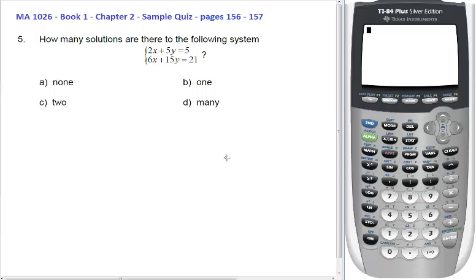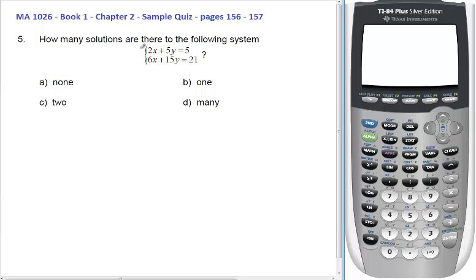Hello again. We're going to look at the solution to number 5 multiple choice. This comes from book 1, chapter 2, so the end of book 1, number 5 on page 156. If you haven't tried this quiz, you should go back and try it first, then look at the solutions, okay? So let's have a look.